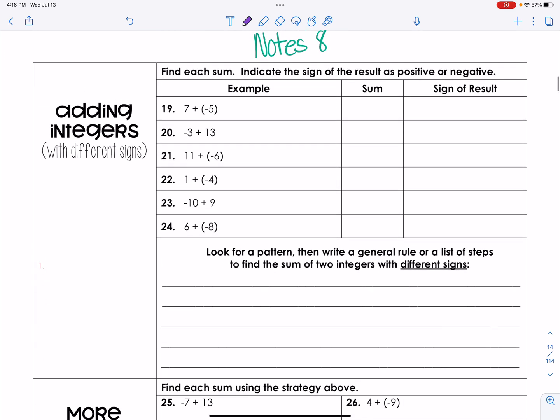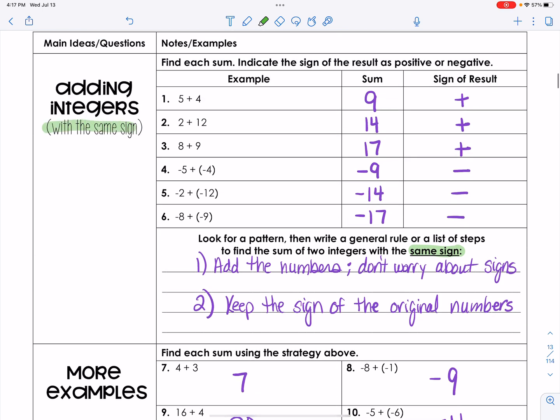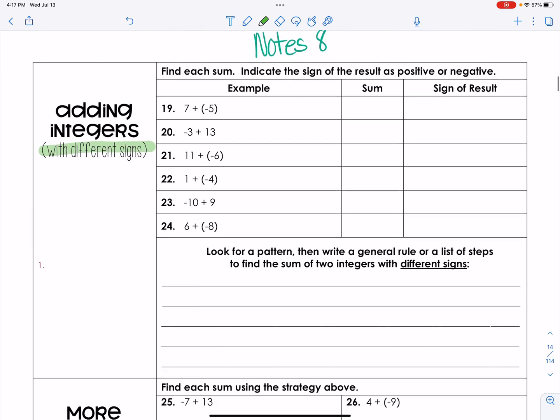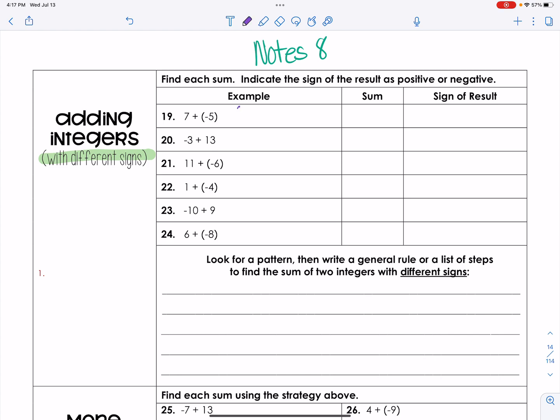Now let's look at different signs. One's positive, one's negative. These are a little bit different because these are adding integers with different signs. This whole front page was adding integers with the same sign. If I add these together, if I think about my little dots, 1, 2, 3, 4, 5, 6, 7, and 1, 2, 3, 4, 5, these pairs undo that. I'd have 5 that cancel, which leaves me with 2, and the sign is positive.